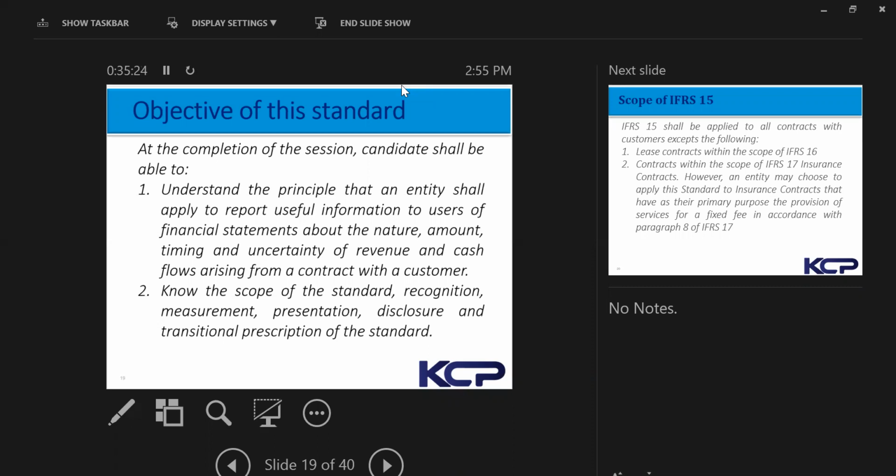So what then are the objectives of this standard? I did two things there. I did an extraction of what the standard expects and what I also expect that everyone that participated in this section should be able to have, right? So at the completion of this section, candidates shall be able to, one, understand the principle that an entity shall apply to report useful information to users of financial statements about the nature, amount, timing, and uncertainty of revenue and cash flow arising from a contract with a customer.